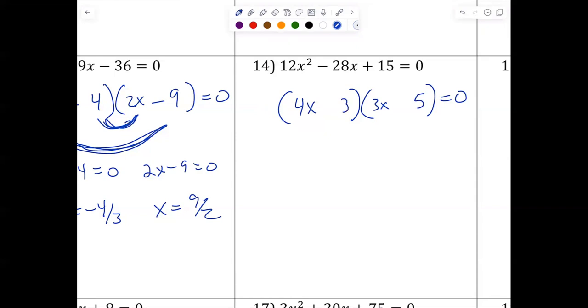Let's see if he's correct. How much is this? How much is this? That's close, but is that correct? No. That's right.